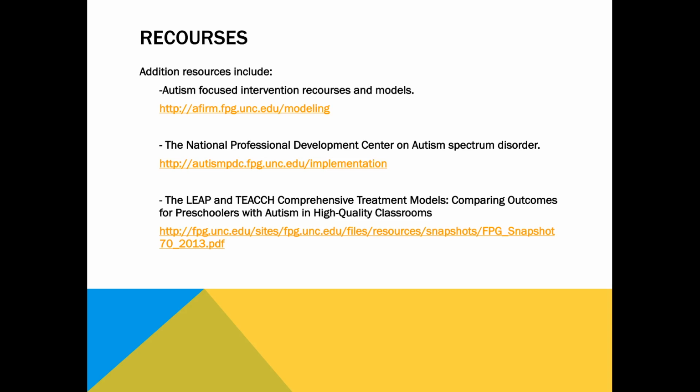And the last one, LEAP and TEACCH comprehensive treatment models, comparing outcomes for preschoolers with autism in high quality classrooms. This one I like because it's a little different. It uses the TEACCH and LEAP method. It goes into an example of how teachers should increase and maintain their implemented lessons, and have students follow the criteria set forth by this model. So again, it's something to help prepare teachers for kids who might come in with autism or any other type of disorder. Those are some of the resources that I thought were useful.